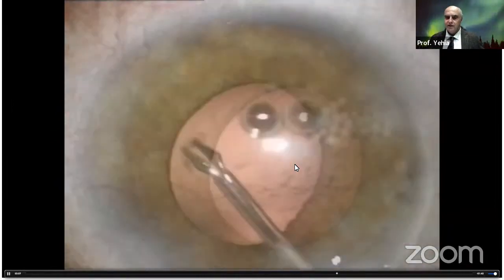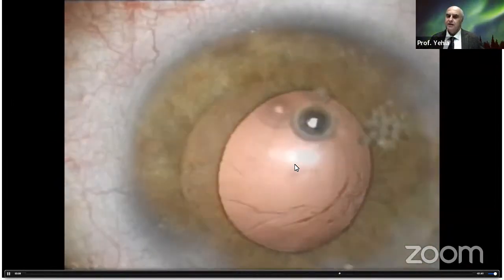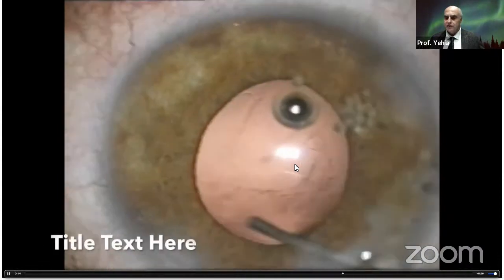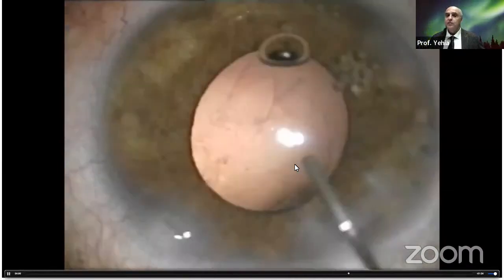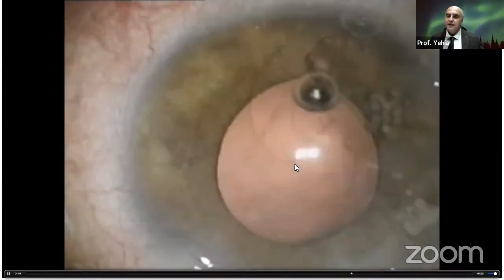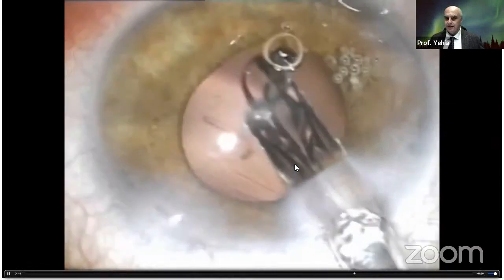So then you inflate the bag with viscoelastic in different points because it's not a continuous bag anymore, and be prepared to receive the intraocular lens in the capsular bag.